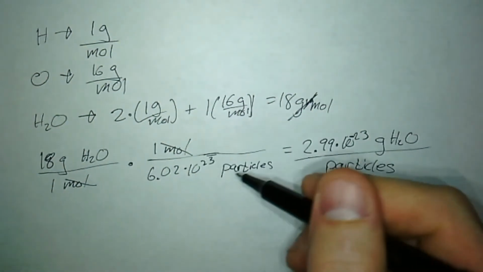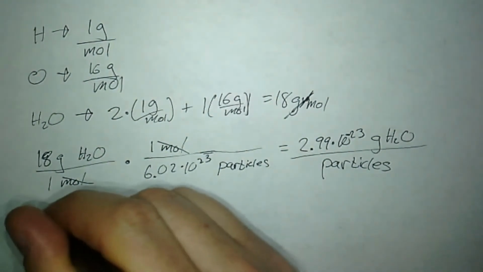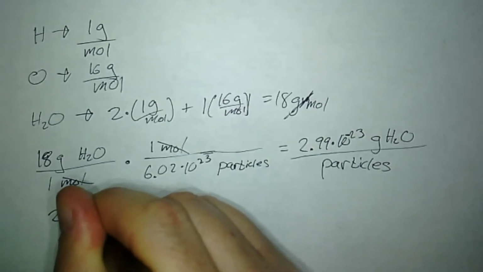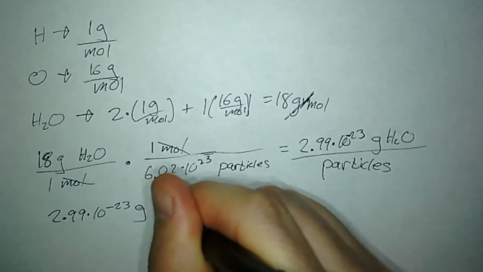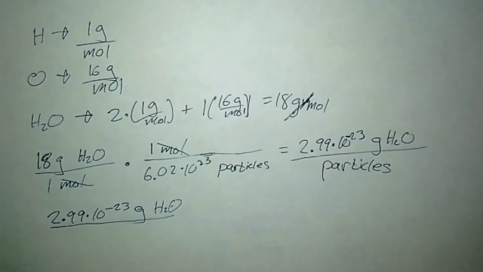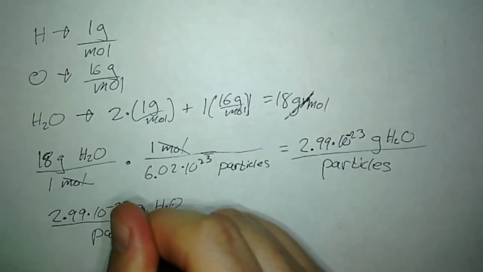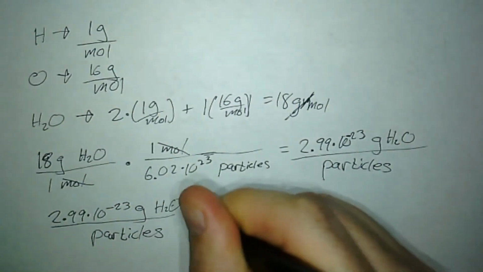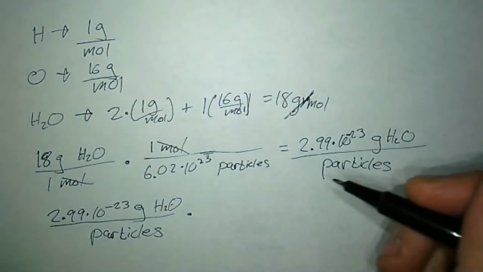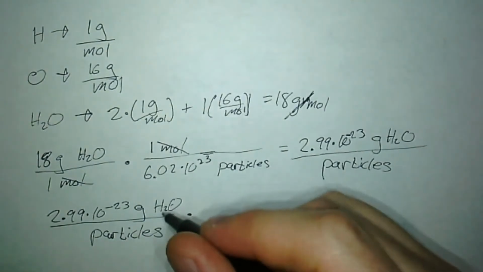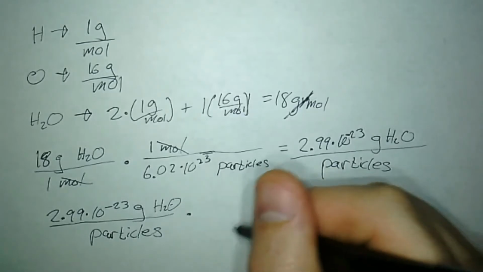What you could do is I could have converted to kilograms in one line, or I could just take it down here. So I can say 2.99 times 10 to the negative 23 grams of H2O divided by particles. But I want to make this in kilograms. So H2O is not a real unit, it's just a label so I know what I'm talking about. So I'm just going to ignore it.